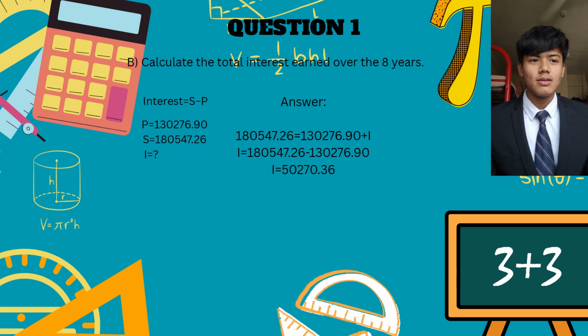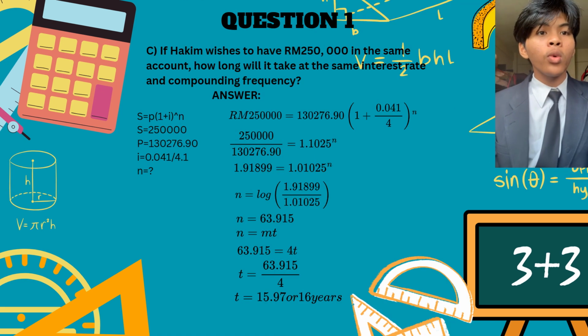Calculate the total interest earned over the 8 years. The formula is interest equal to future value minus present value. The answer is 50,270 and 36 cents.